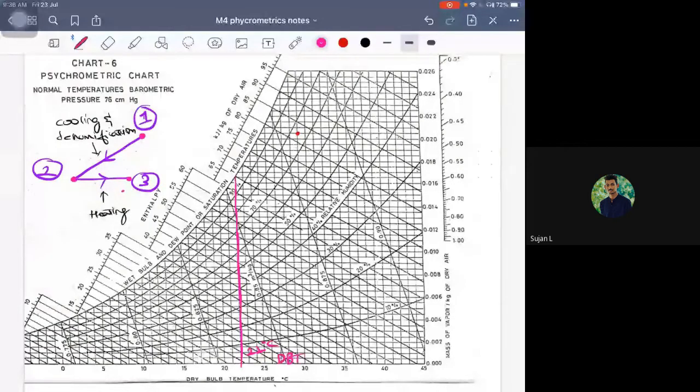And what is the RH? 70%. So now we have to mark 70% RH. I think it is clearly visible on the psychometric chart. So you can just mark the 70% RH line. So this is 70% RH.